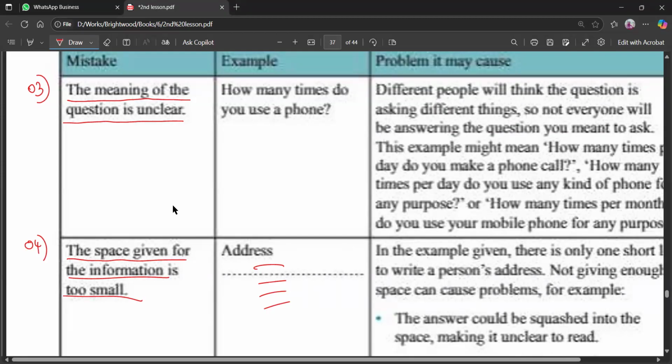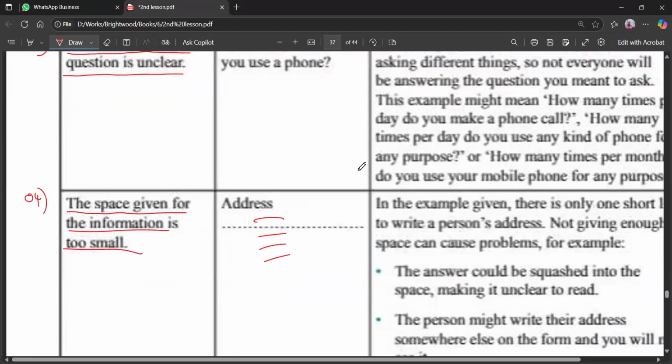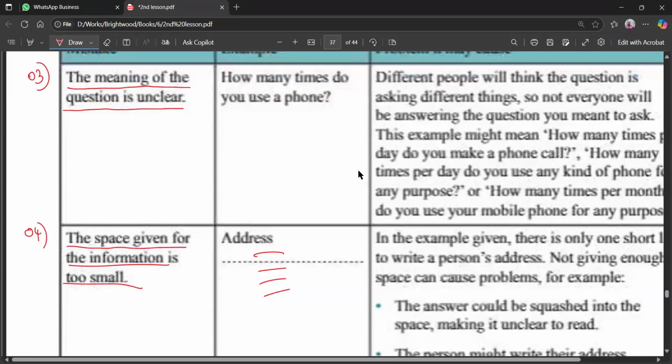Can you write the third one, fourth one? There are some mistakes. Not given proper space and what? The meaning of the question is unclear like that. Can you write that too also? Please write them.